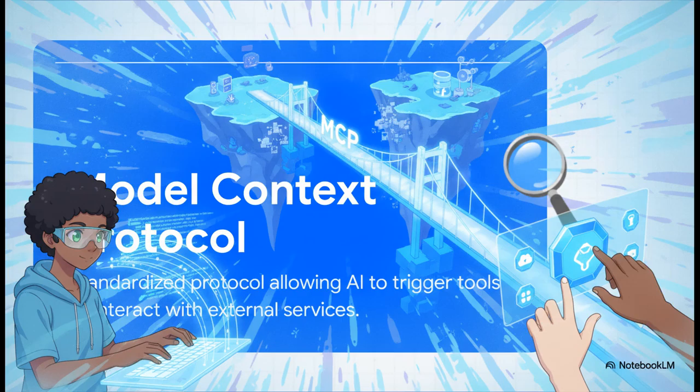To solve this, we use the Model Context Protocol, or MCP. Interestingly enough, this is a standardized protocol originally created by Anthropic, but it is beautifully supported right out of the box by the Gemini CLI. Think of MCP as the fundamental bridge architecture. It extends the AI's capabilities, allowing it to trigger very specific targeted external tools.